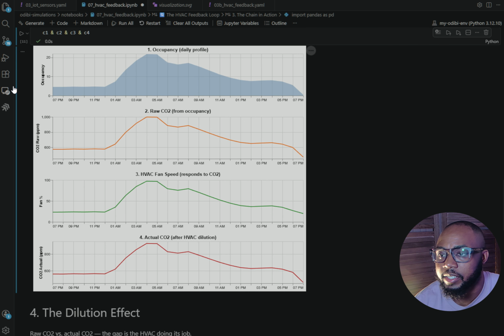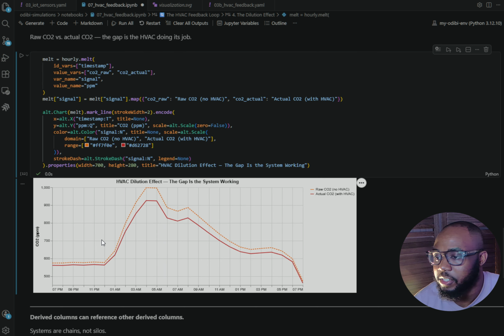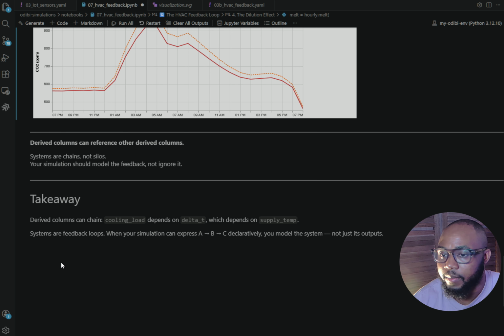Okay, so this is the chart that we generated before. As you can see, they kind of all look alike, but that's expected because they all depend on each other. And this is what I'm talking about. The orange line is a raw reading, and the red line is the actual reading with the HVAC doing its job.